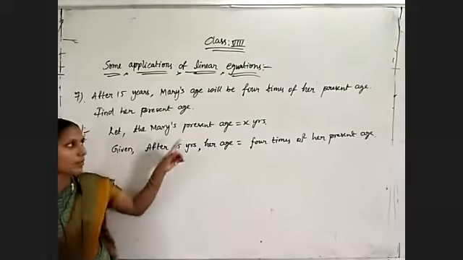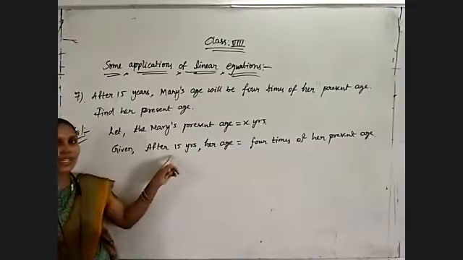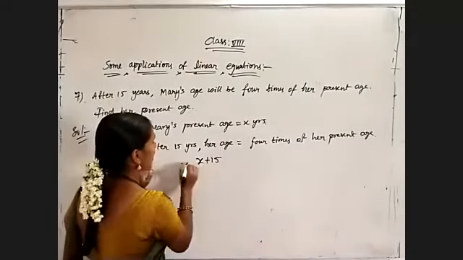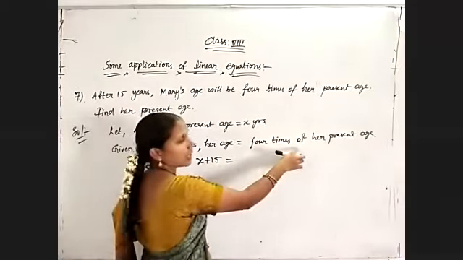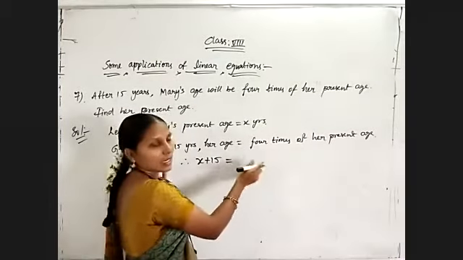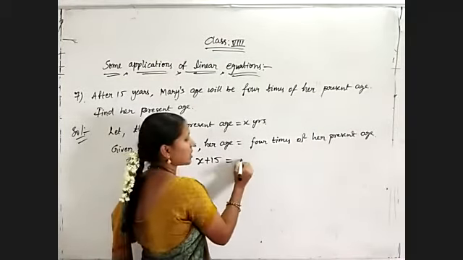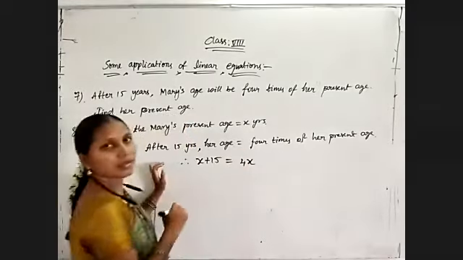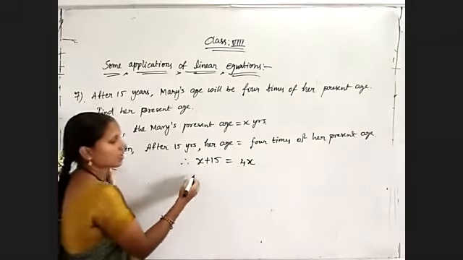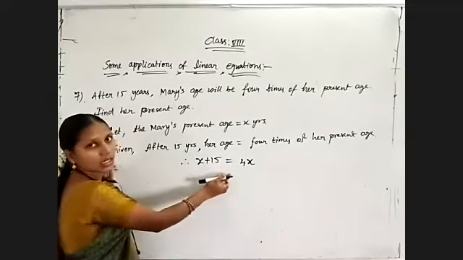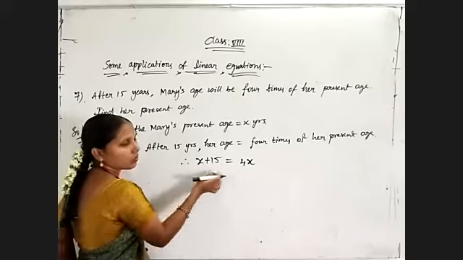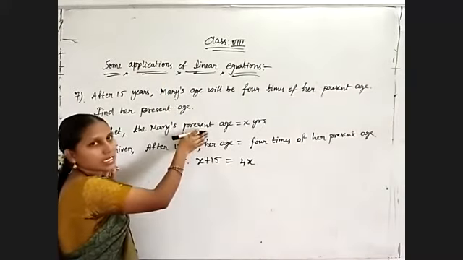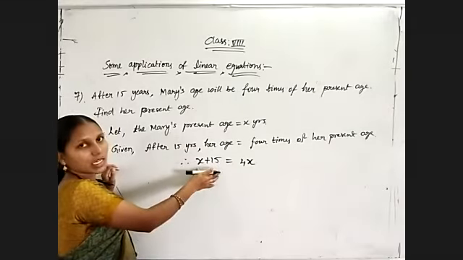So here I am taking her present age as x. After 15 years, x plus 15. So x plus 15 is equal to 4 times her present age. Times means multiplication. How many times do you need to multiply? 4 times. 4 into her present age x is 4x. So bring x terms to one side and constant terms to one side. This is a linear equation having the variable on both sides. These are some applications of linear equations. To simplify age related problems, we use linear equations.